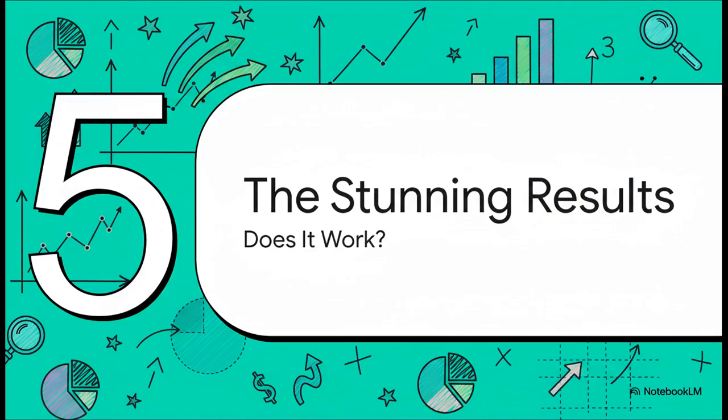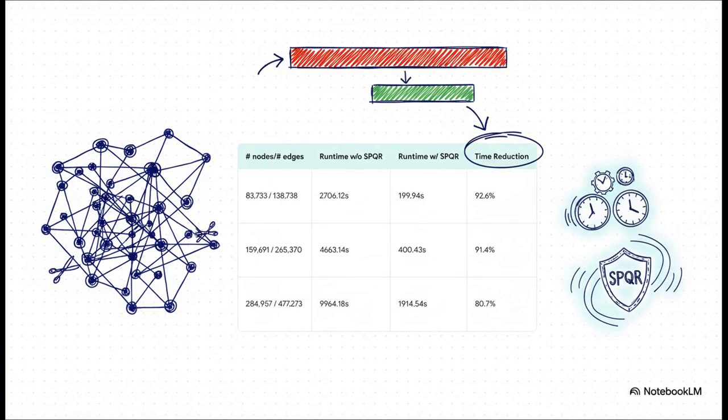Okay, so all this cleverness, all this complexity, does it actually work? Does it pay off? Well, let's look at the numbers. Okay, wow, this is where it gets really, really impressive. Just look at this chart. Take that top line, a problem with over 83,000 nodes. Without this smart SPQR method, it took a computer almost 45 minutes to solve. But with it, look at that, just over 3 minutes.